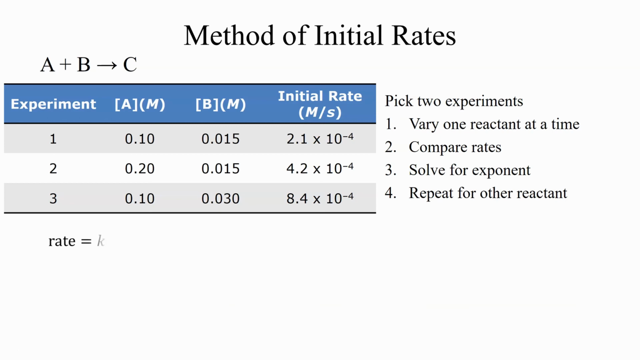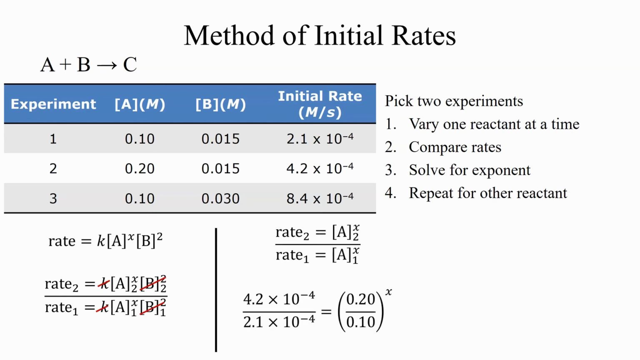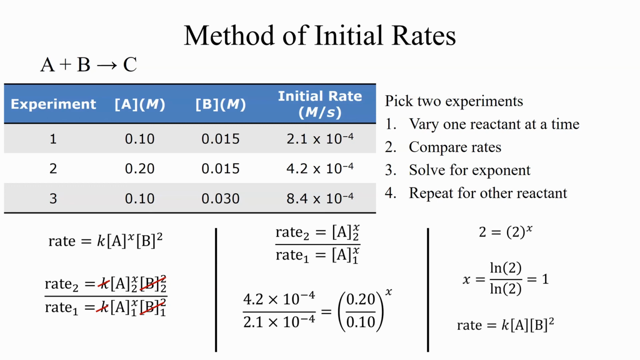So this time we're going to use experiments 2 and 1. Here we doubled A, but we kept B constant. And then of course we can ignore k. Now we're going to solve for x. And again, this one's pretty obvious, and if you do law of logarithms, it becomes even more obvious that x is 1 in this case. Now, we don't show the power of 1. That's implied. So this is the rate law for this generic reaction.